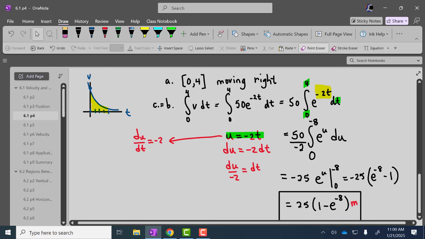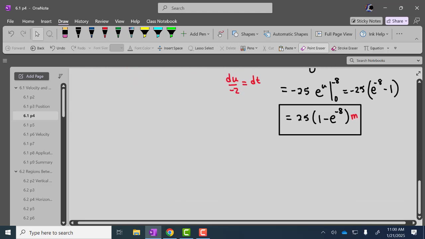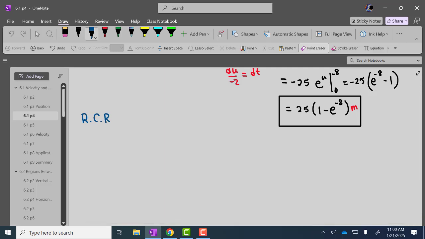Any questions on that? Okay. We are going to do a little integration practice here where I want to show you a technique that I call RCR, reverse chain rule.